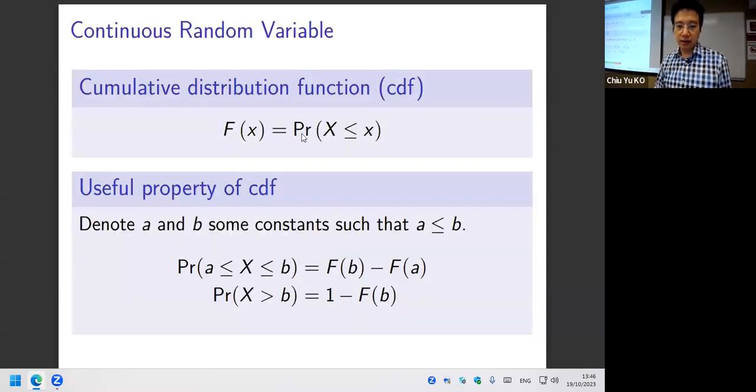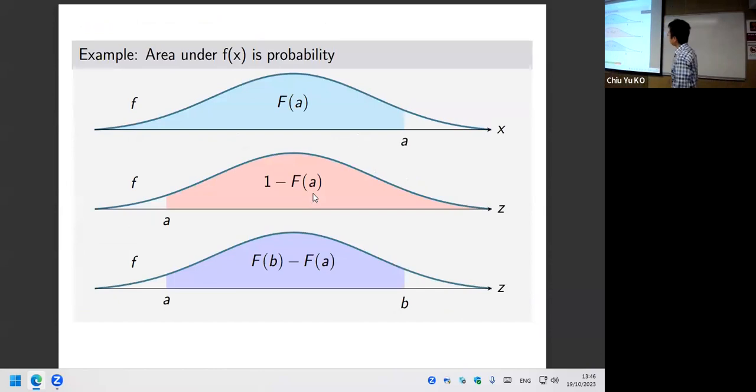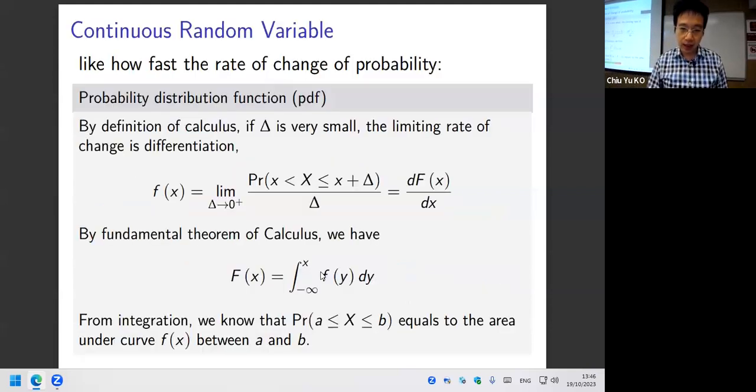We define F as the probability that X is less than x. There's no problem with that. Because of this, we can say the probability between A and B is F(B) minus F(A). That's the important part. And the probability of being more than B is 1 minus F(B). This is basically this graph: the probability of X less than A is the area under the curve, called F(A); this is 1 minus F(A); and this is F(B) minus F(A). We'll talk about this again today.